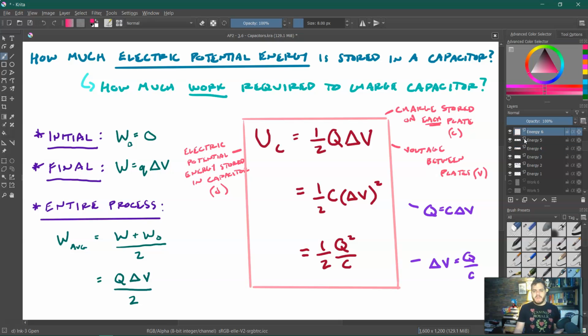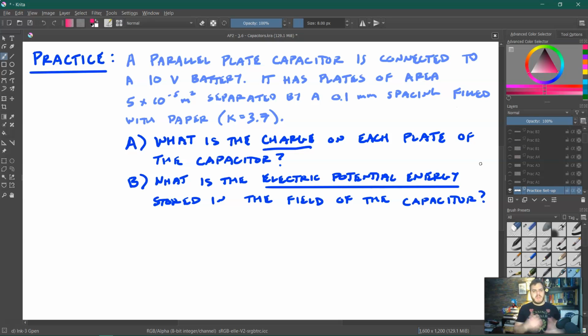These are just different ways of looking at this equation. Depending on if you have a Q, a delta V, or a C, you can figure out the others. But these are three different forms showing us the electric potential energy stored within a capacitor. So let's do one last practice problem to wrap things up.